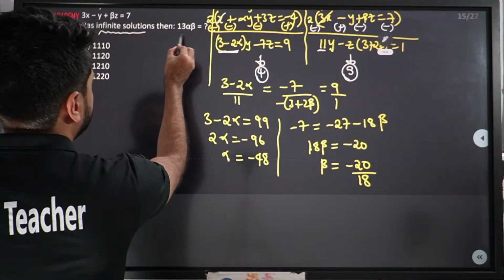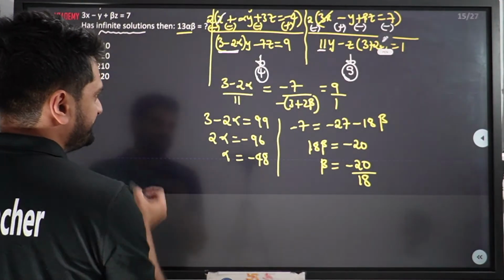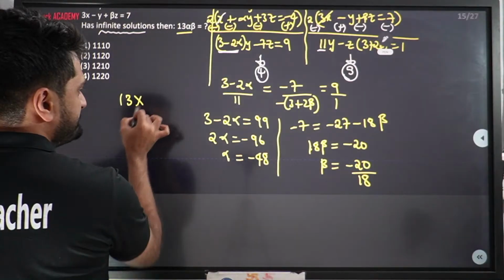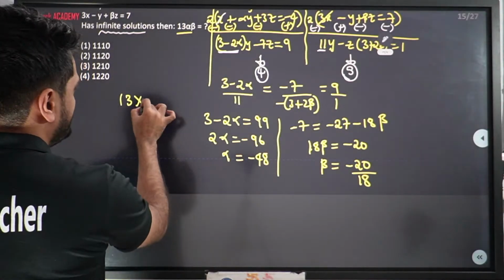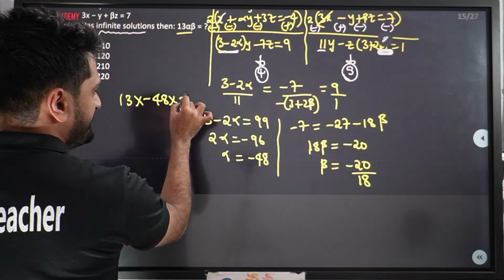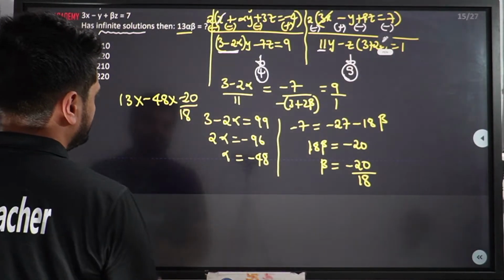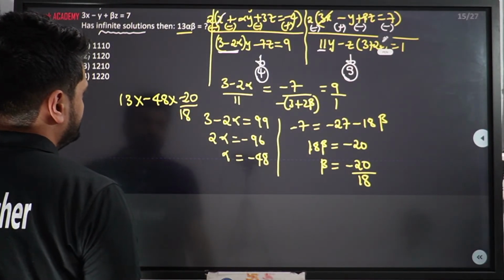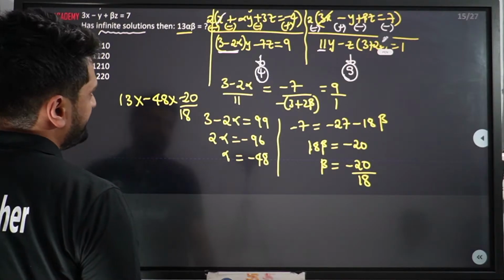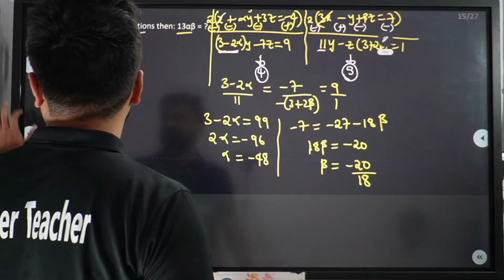So basically 13 times alpha into beta they are asking. 13 times alpha is minus 48. Beta is minus 20 by 18. I think I made a mistake somewhere in the calculation. Let's check the calculations again.